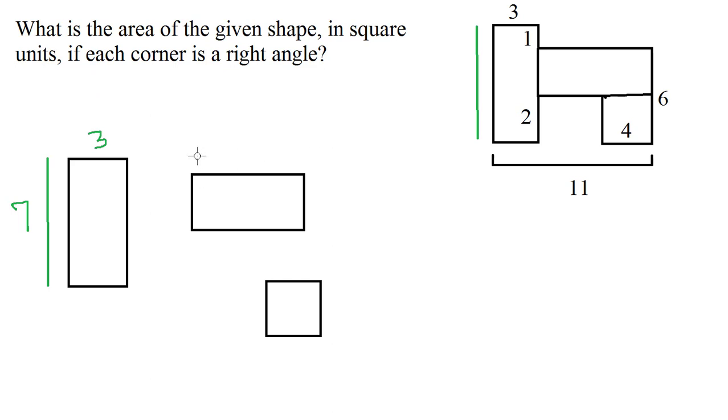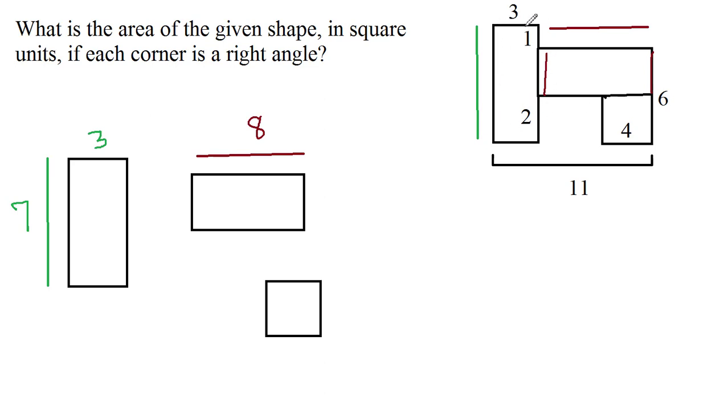Now we'll try to find this length, which corresponds to this length. This entire length is 11 units. If we subtract this section, it'll leave us with this side length. 11 minus 3 leaves us with 8.